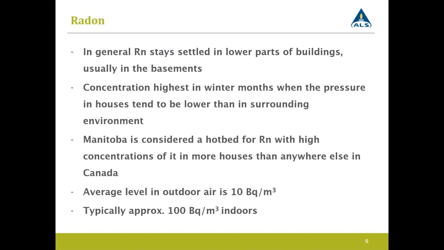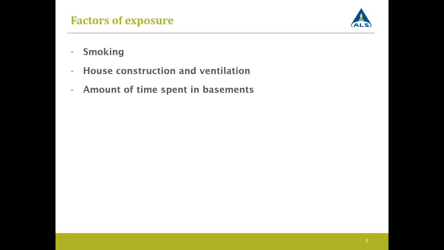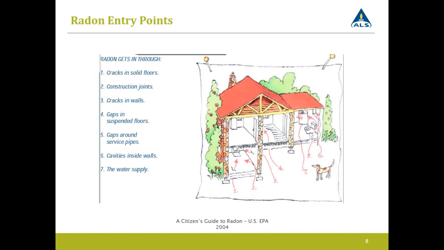What are the factors of risk? Would be mainly smoking, but also exposure to radon. And this depends on the house construction and ventilation, and also amount of time spent in basements where the radon concentration tends to be the highest. How radon gets into the building is shown on the picture taken from Citizen's Guide to Radon of US EPA. So it gets through the cracks in solid floors, through construction joints, through cracks in the walls, gaps in suspended floors, gaps around service pipes, the cavities inside walls, and from the water supply.